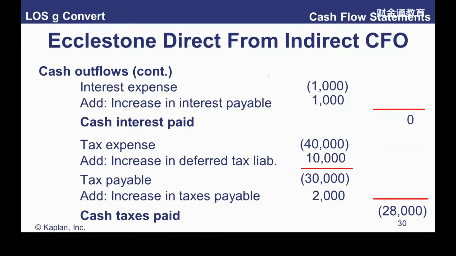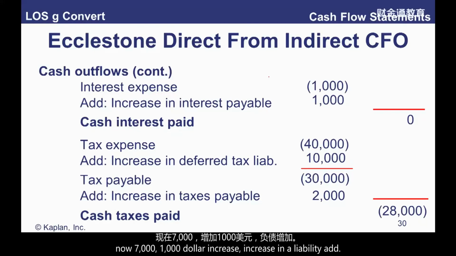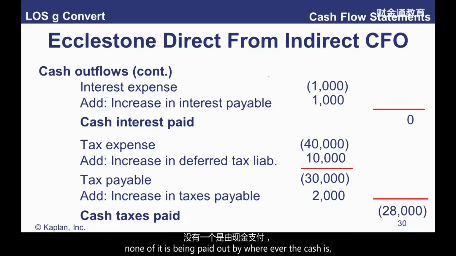Keep moving down, we get to our interest expense. Interest expense in the income statement, 1,000. Into the balance sheet, look for any change in interest payable liability. Interest payable was 6,000, it's now 7,000, $1,000 increase. Increase on a liability, add. So actually you'll notice therefore that this year's interest expense, none of it has been paid out by way of cash. We've got a zero figure.